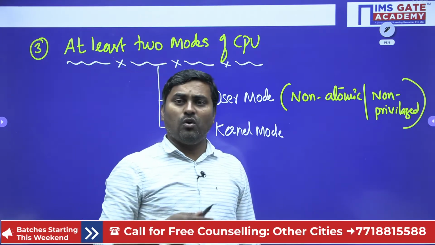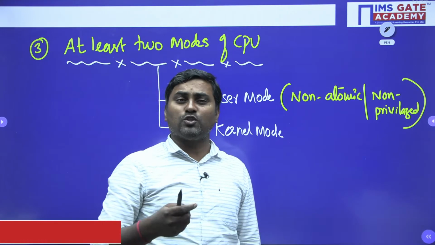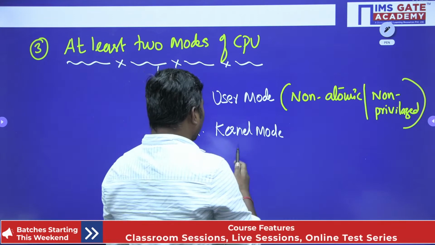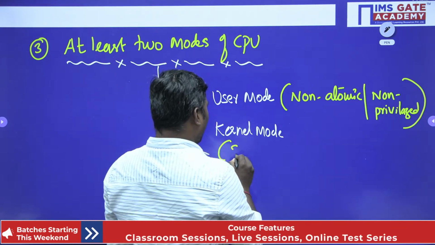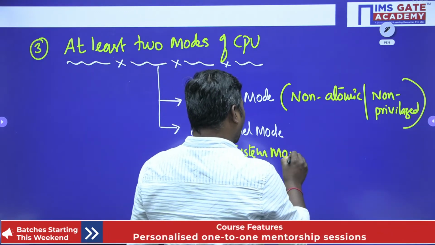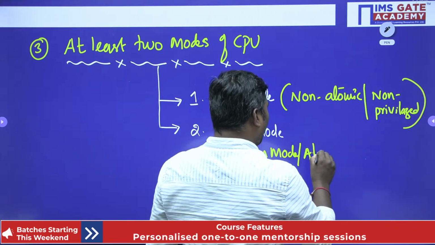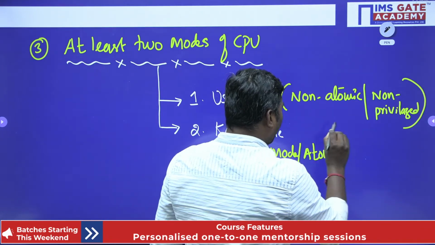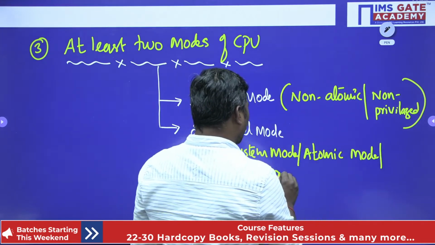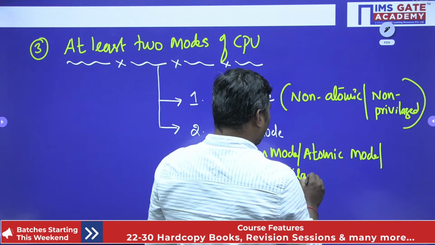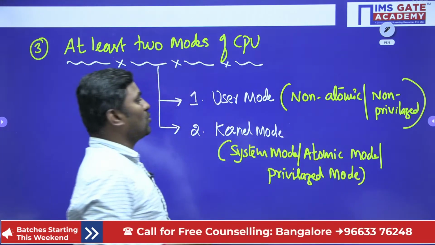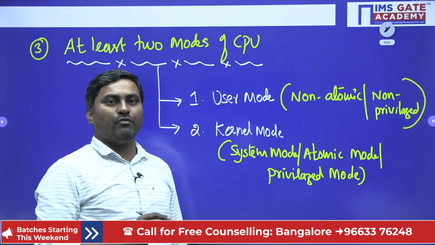User mode, or non-atomic, or non-privileged, non-supervisory mode. So it's not system mode also, we can tell. Now the other thing, kernel mode is also known as system mode, or simply we can call it atomic mode, or we can call it privileged mode also. Clear? So just note it. All of you, please note it.